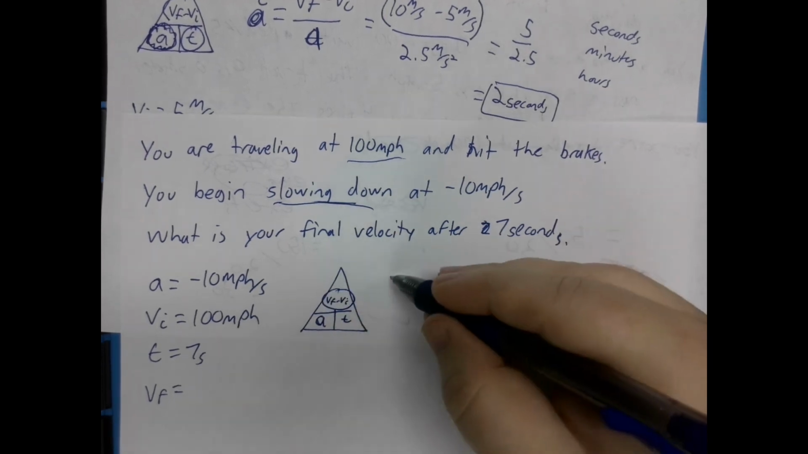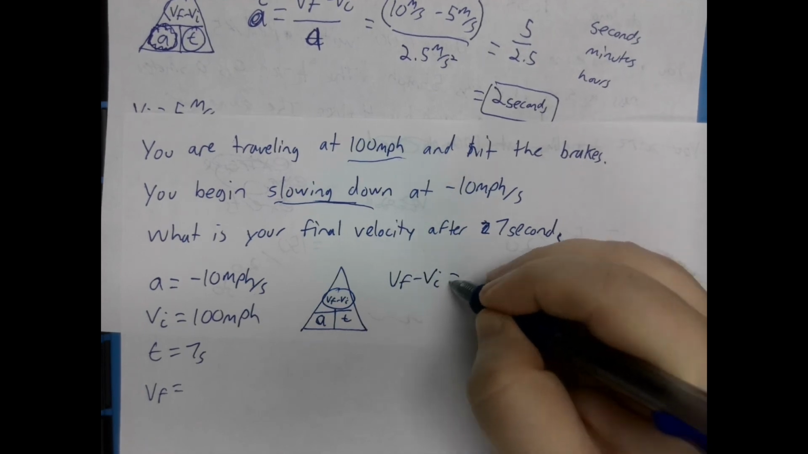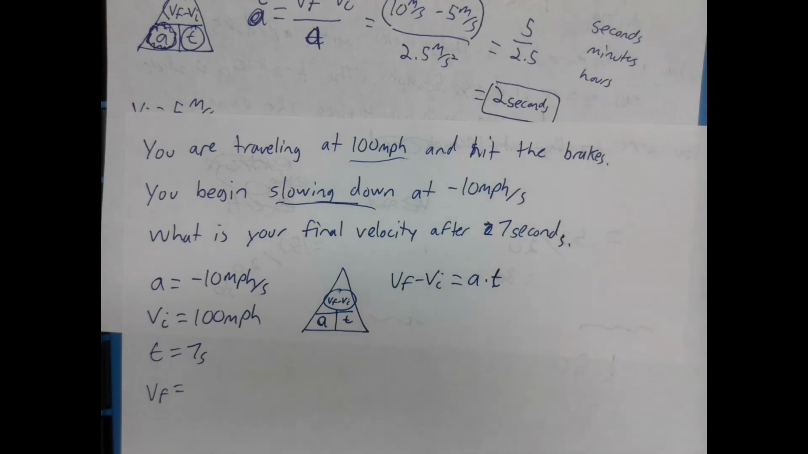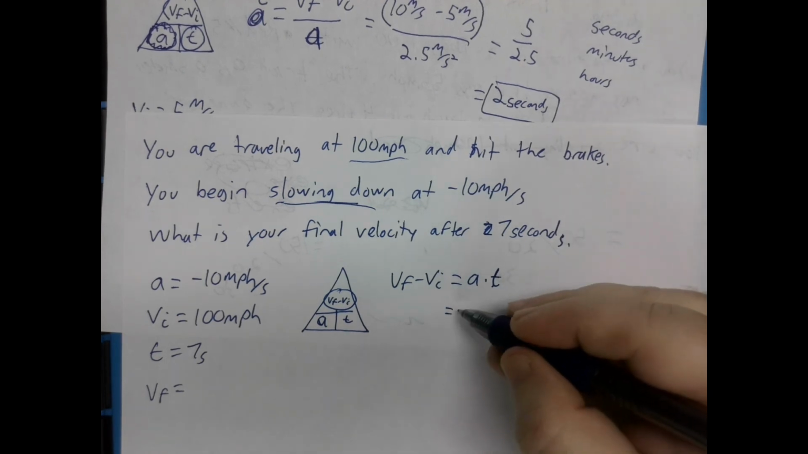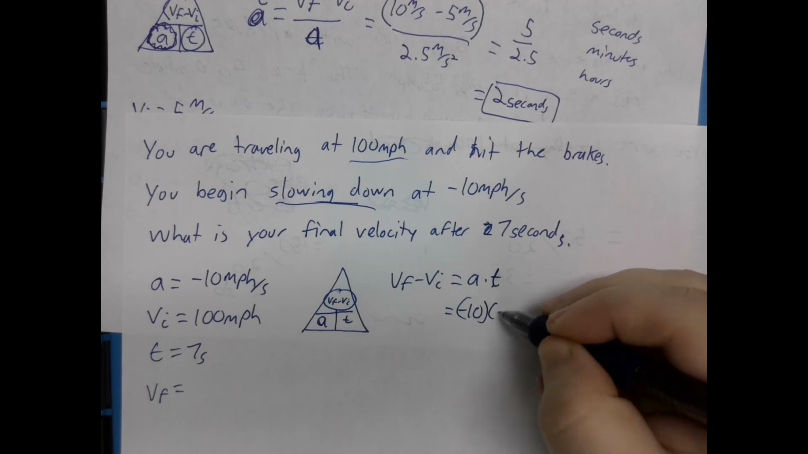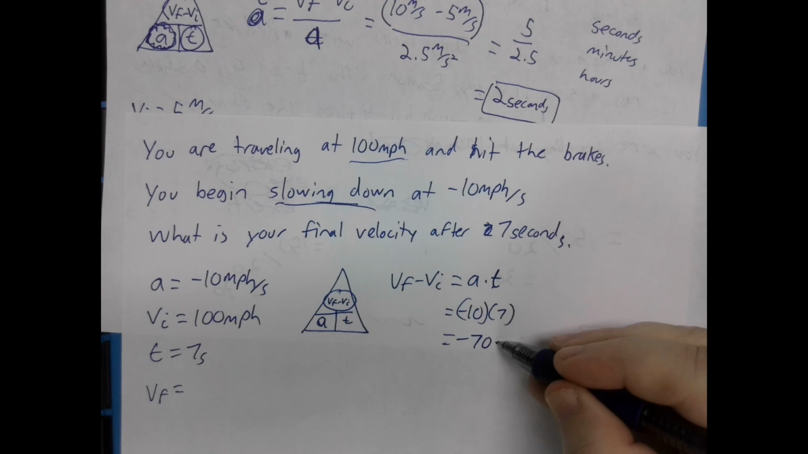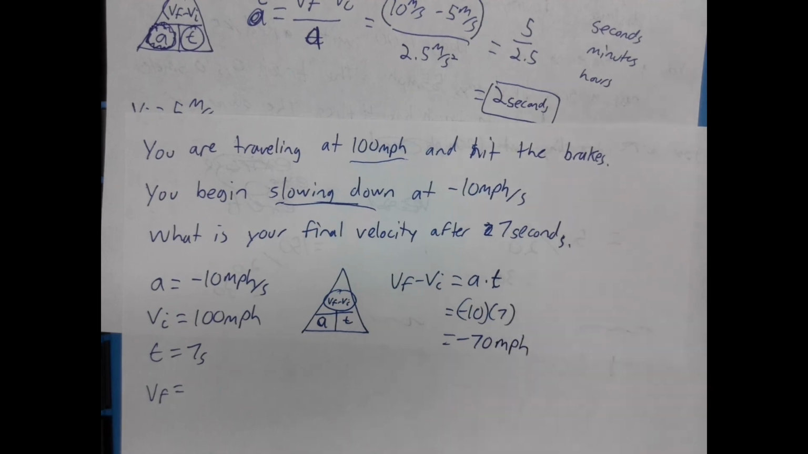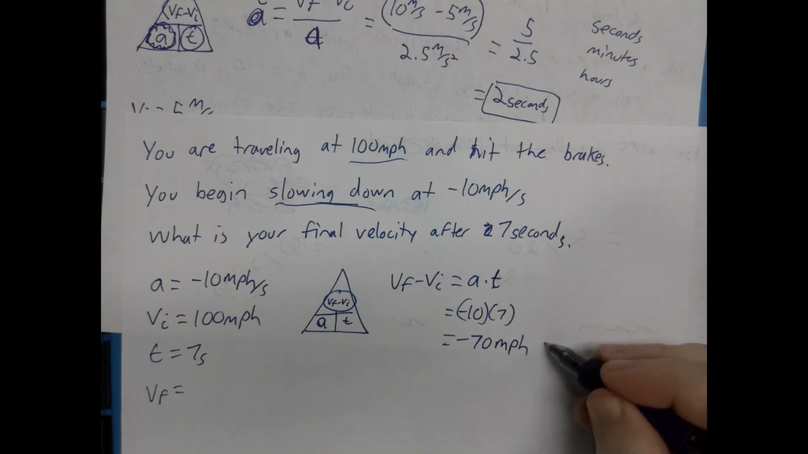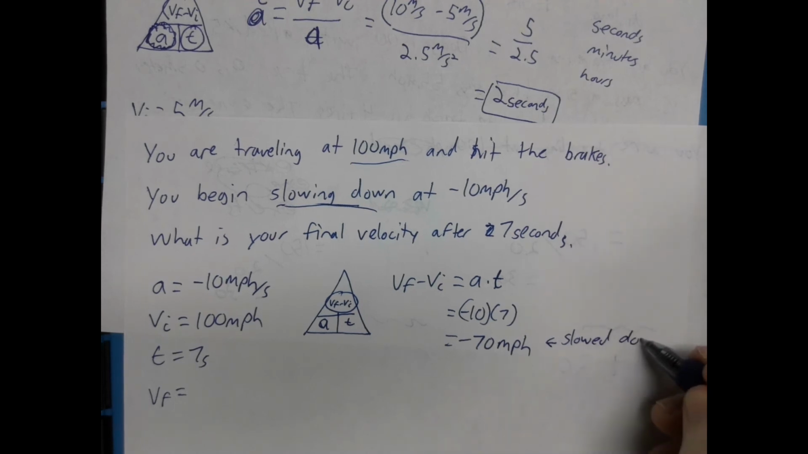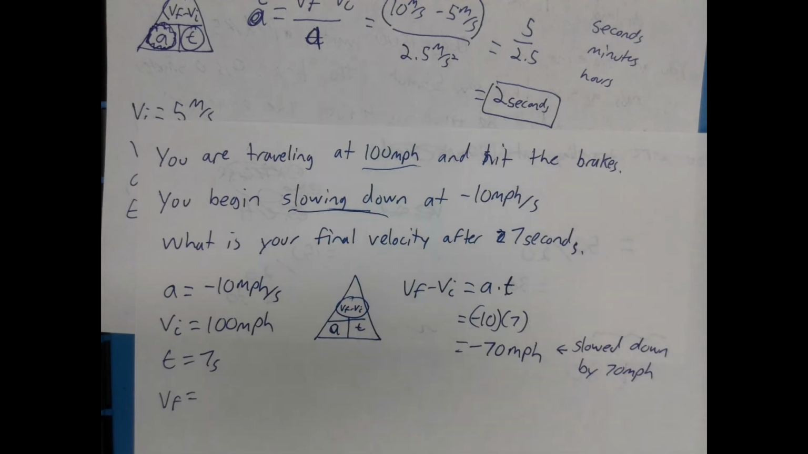So our change is equal to acceleration times time. So that would be equal to negative 10 times 7. So we got a change in speed of negative 70. This means we lost 70 miles per hour. So you slowed down by 70 miles per hour. And it's asking for final speed.